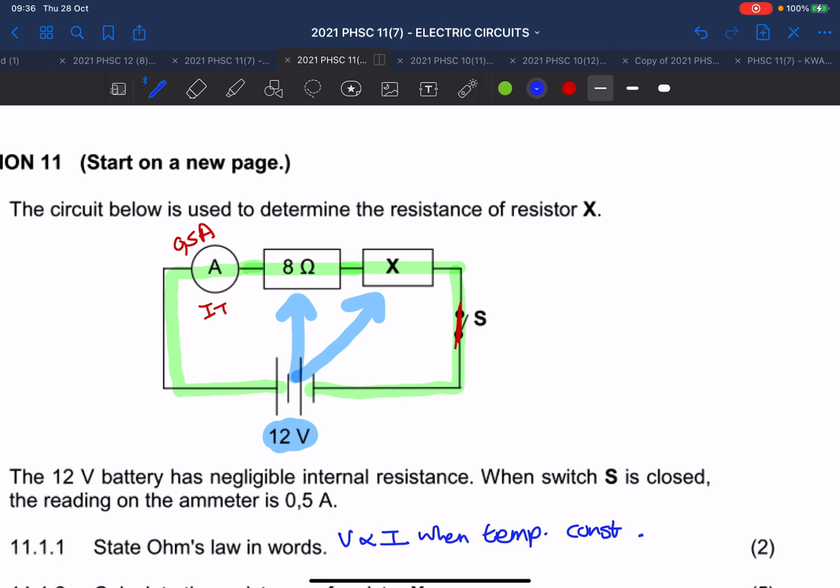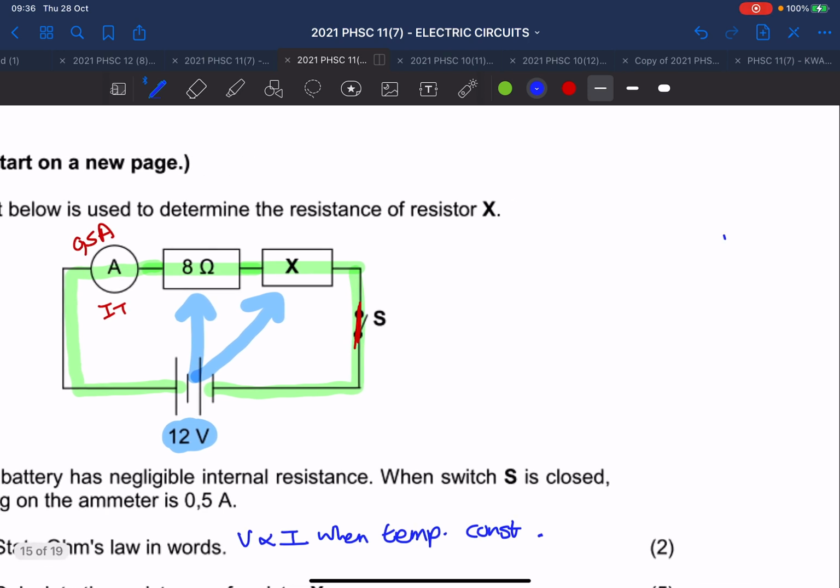Alright, so right there on your info table, you write total resistance, total volts, total current. The total volts we know is 12. The total current is 0.5, and we do not know the total resistance. But we do know that the total resistance is 8 plus X. Why can we just add them together? Because they are in series with one another.